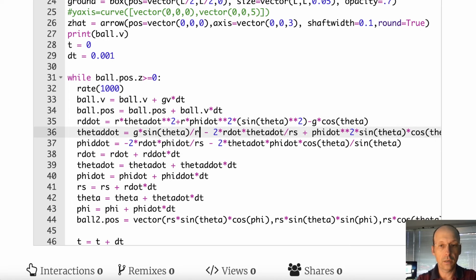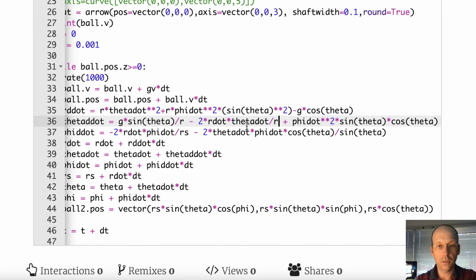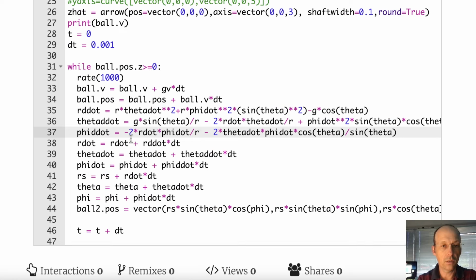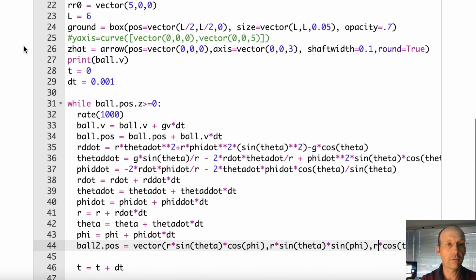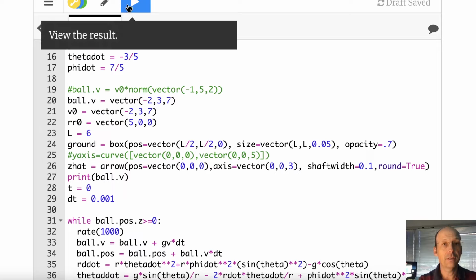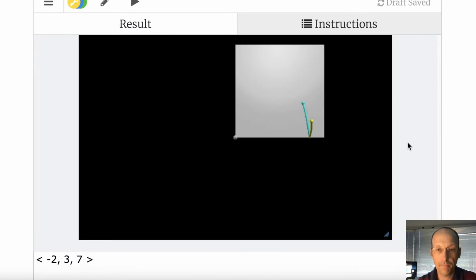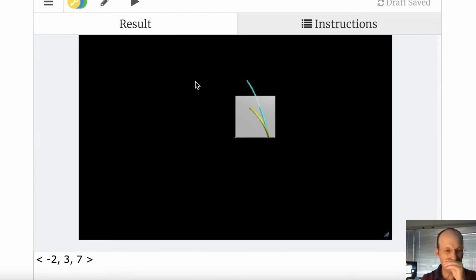R, R, R. You gotta say it every time or it won't work. R, R, R. Okay, now if I run this. Please work. No, it didn't work. It's still the same thing.